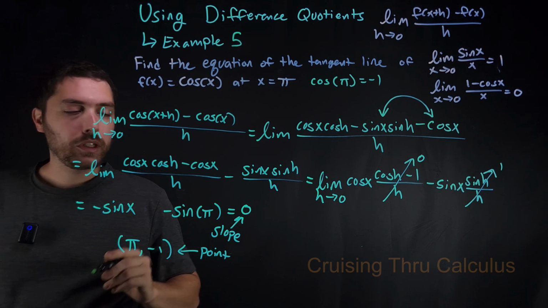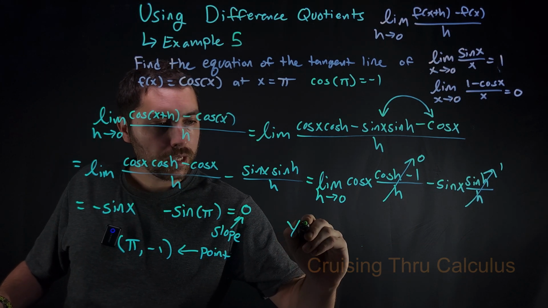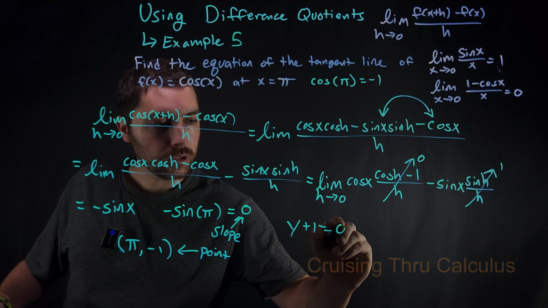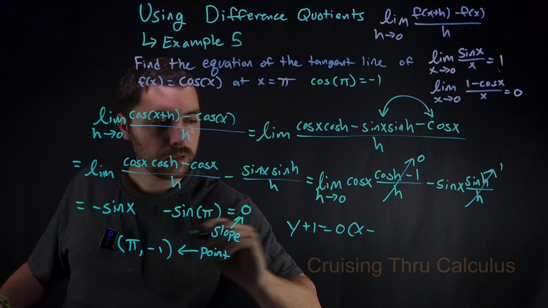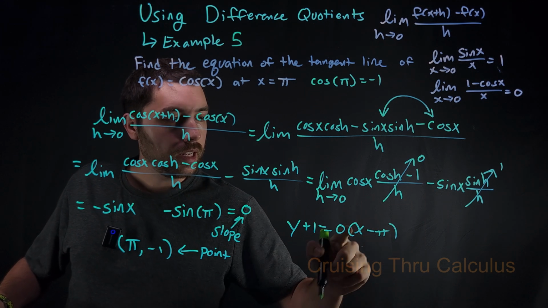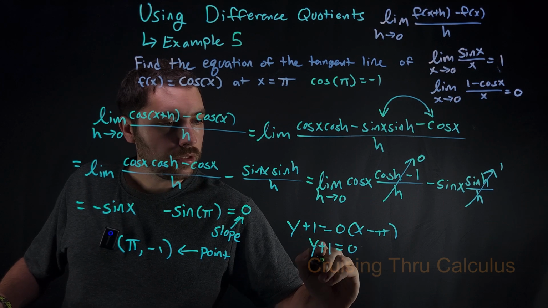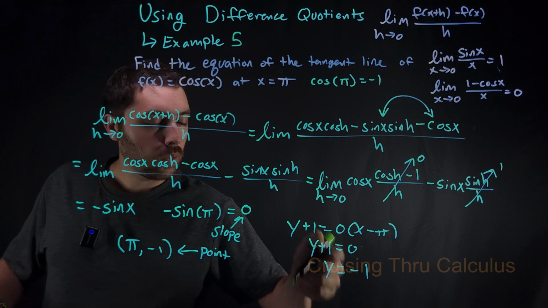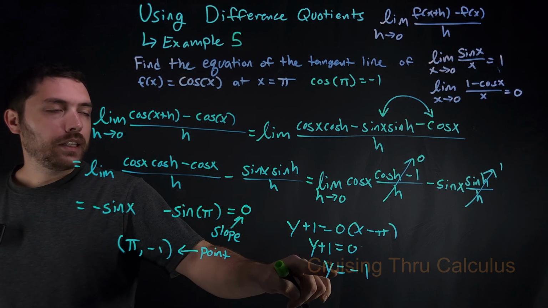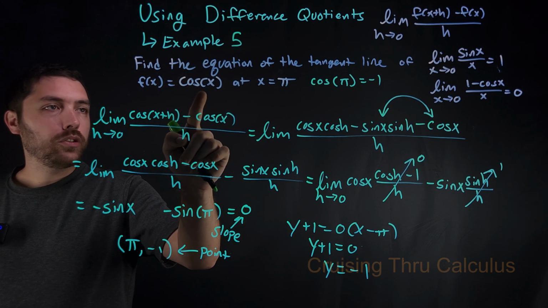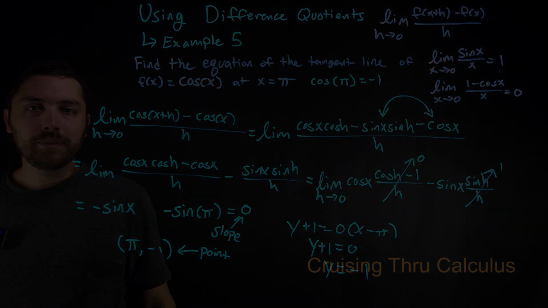Now let's plug it into point-slope form and see what we get. We're going to get y plus 1 equals our slope times x minus pi. Now 0 times anything is still 0. And so the only thing left for me to do is to subtract 1 from both sides and get y equals negative 1. That is the equation of the tangent line of cosine of x at x equals pi.